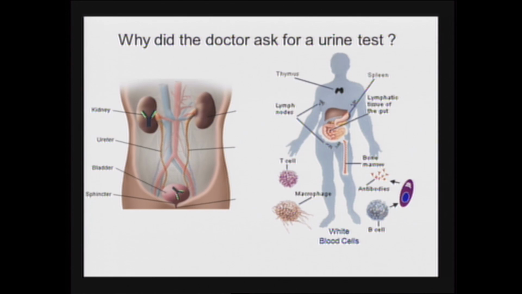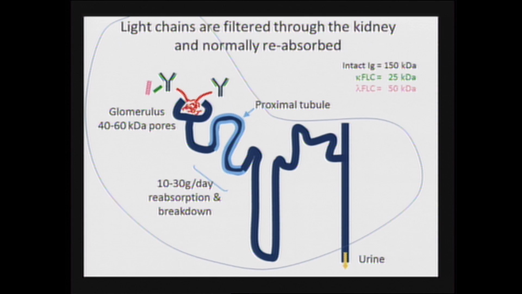So why did you get the urine test? Remember, our blood is filtered by our kidneys. What I'm going to take you through now is how these light chains are actually filtered by our kidney. Red here is the blood flow. Green is kappa light chains. They're pretty small, 25 kilodaltons.